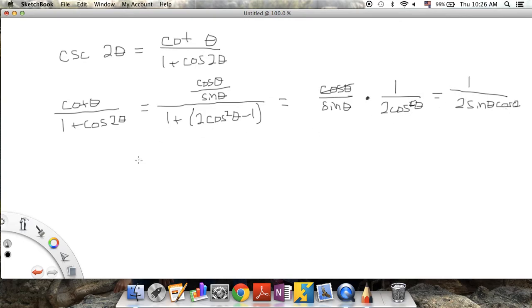And I say, well, that looks awfully familiar. That's a double angle formula. So now I have 1 over the sine of 2 theta, which is the cosecant of 2 theta, which is what I wanted to get. Okay, make sure you are familiar enough with those formulas that you'll recognize that.